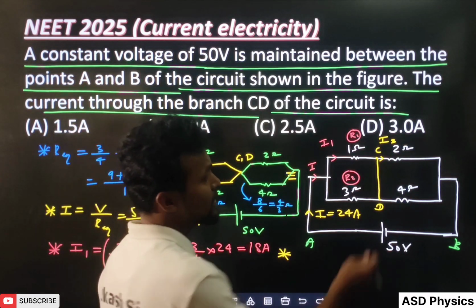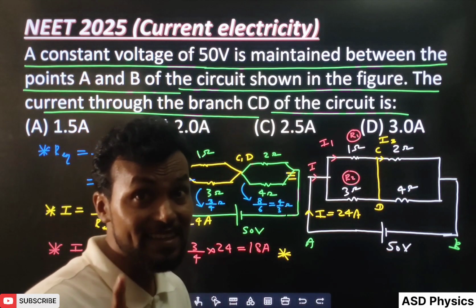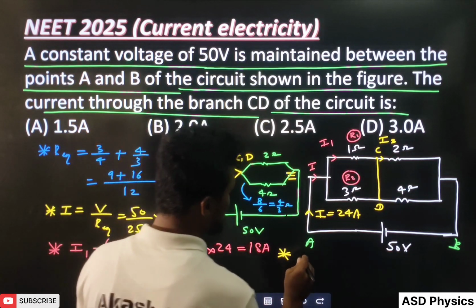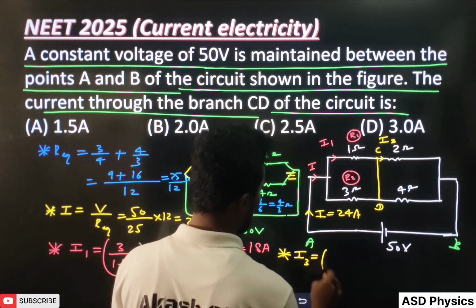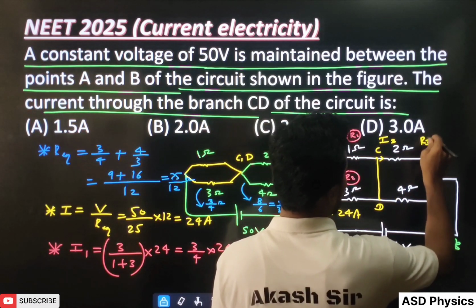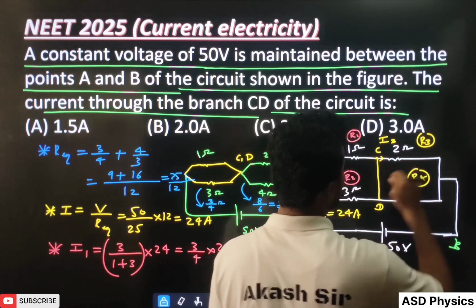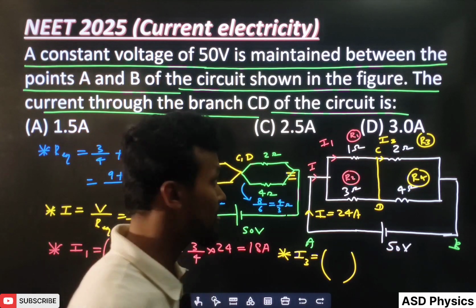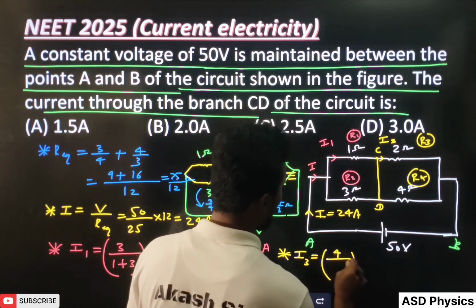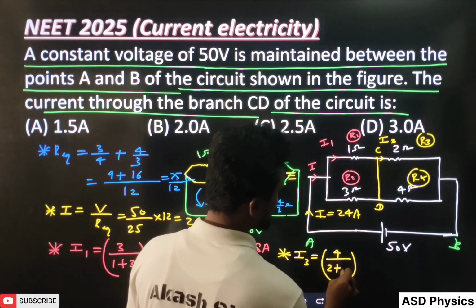Again, you know very well 2 ohm and 4 ohm are connected in parallel. So here I will use the current divider theorem. I3 means, let's take this is R3 and this is R4. So here what will it become? I3 means R4 by R3 plus R4. So R4 means 4, R3 plus R4 means 2 plus 4.